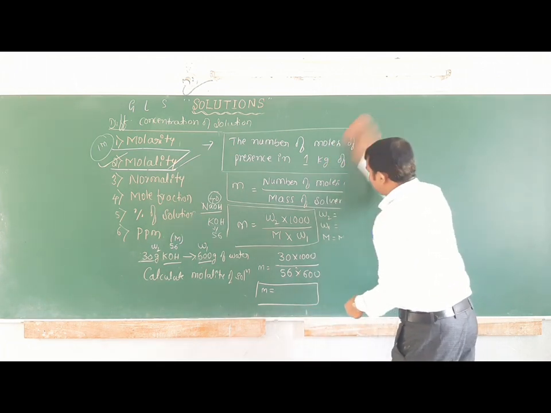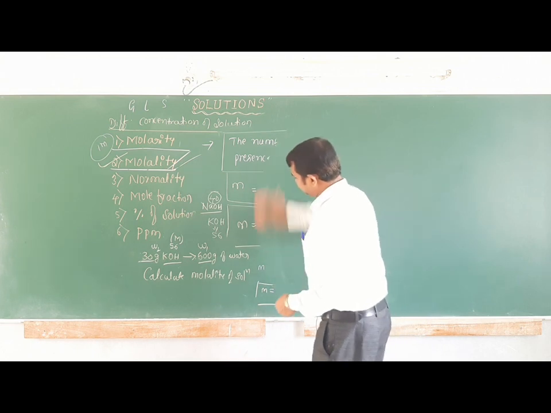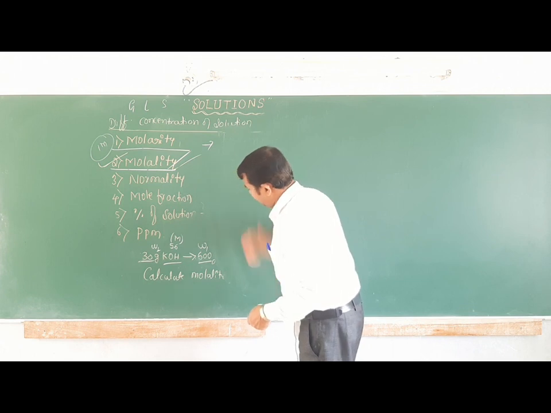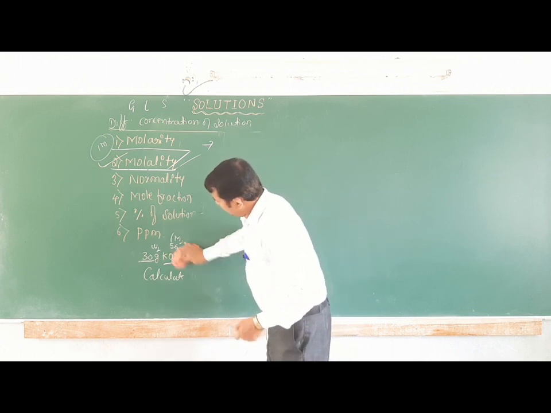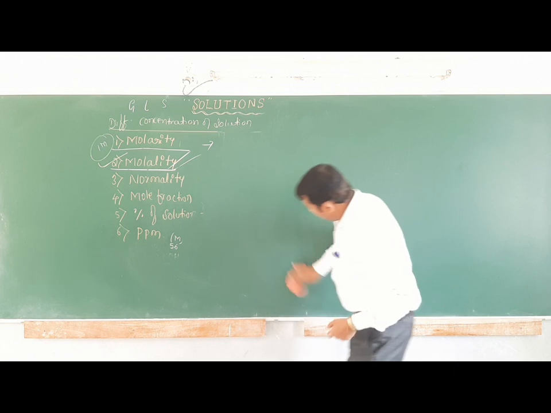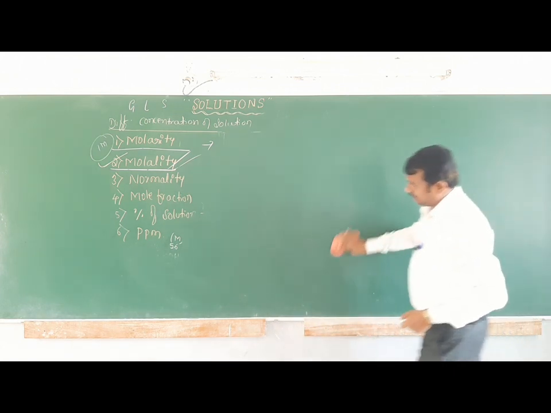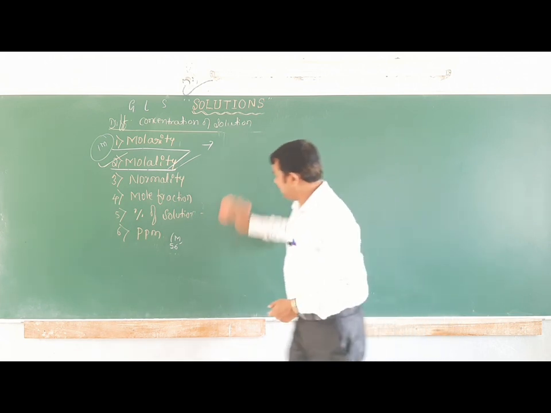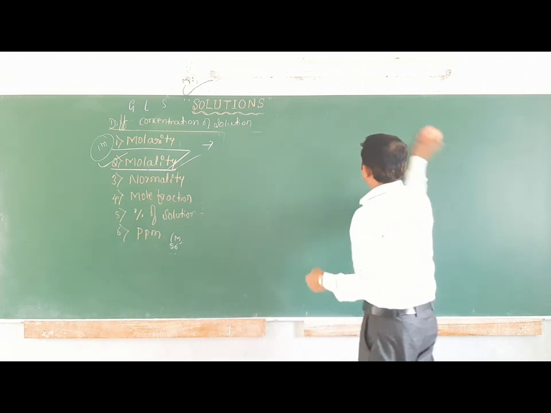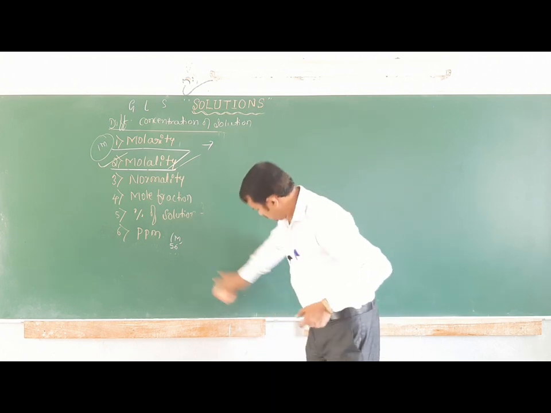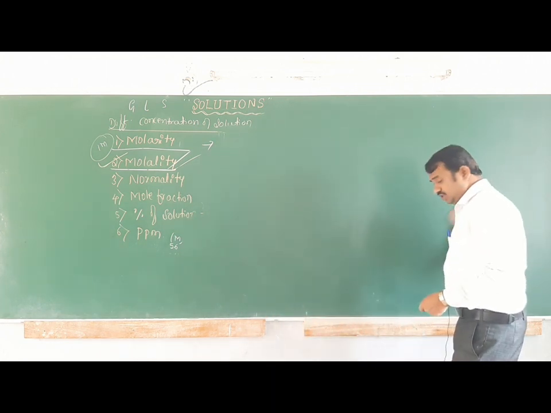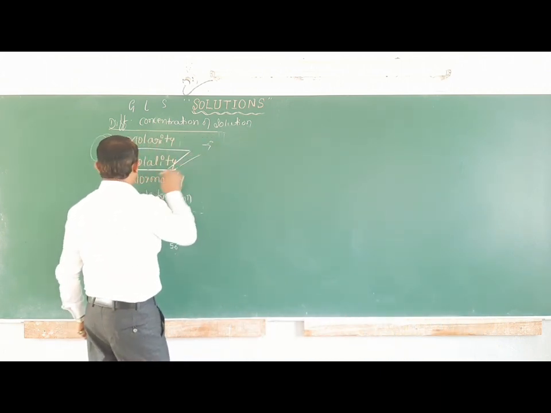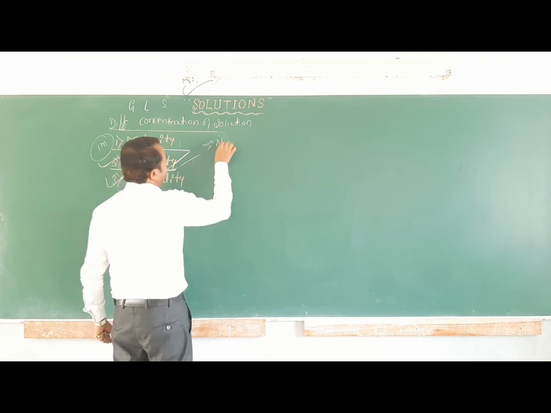This is normality. What is normality? We will go one by one. Normality is defined as the number of gram equivalent weight of solute present in 1 liter of the solution, which is called normality. Okay, we will go for the next one, normality.